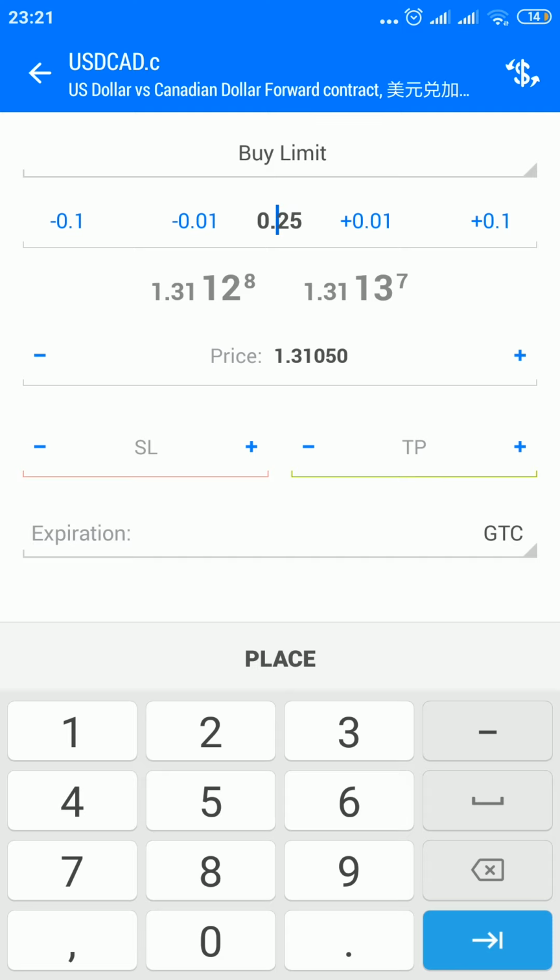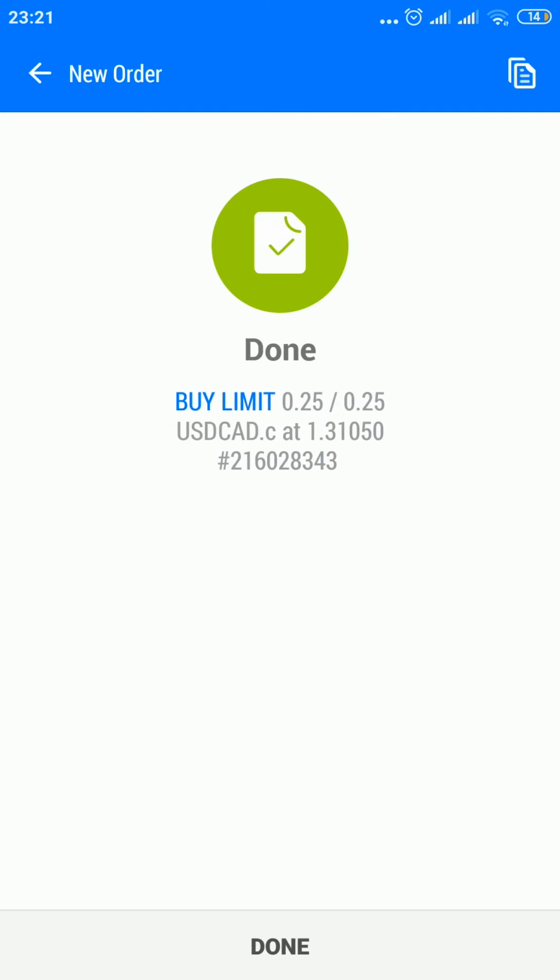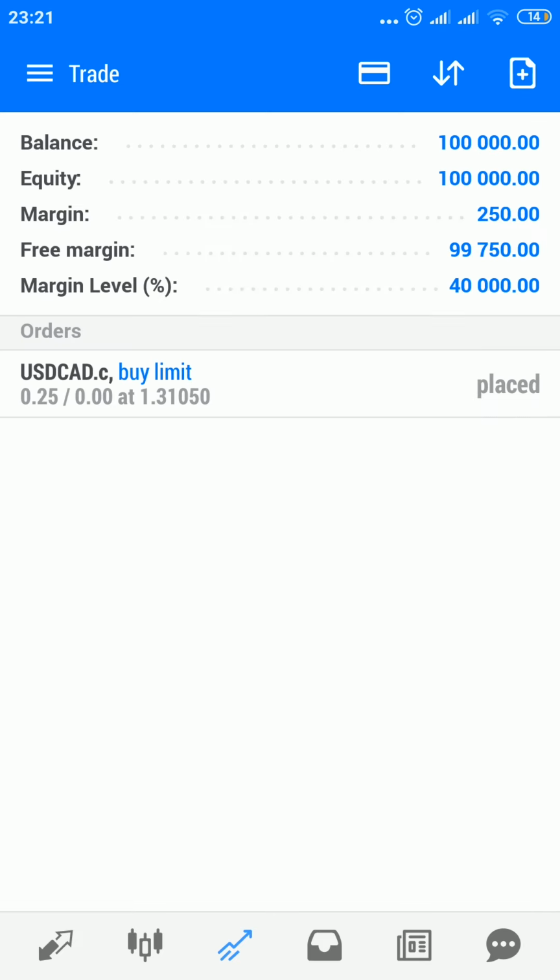So once that is done, we can say place, and here we go. The order was placed and we're done. Now, as you can see, what's happening right now, we've got our balance, we've got our equity, we've got our margin, we've got our free margin, the usual stuff, and the order was placed.